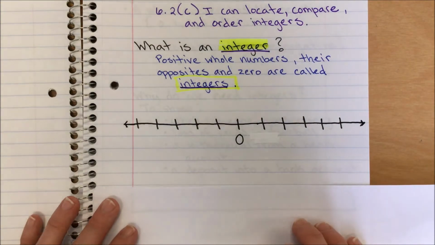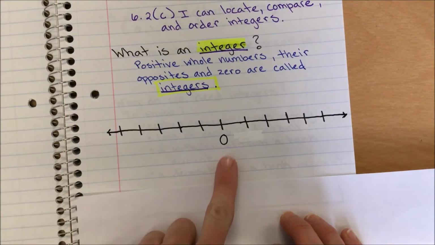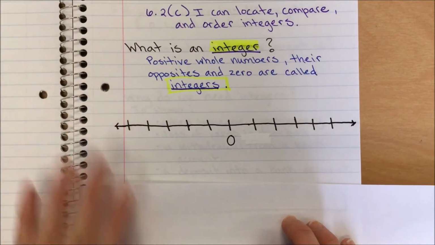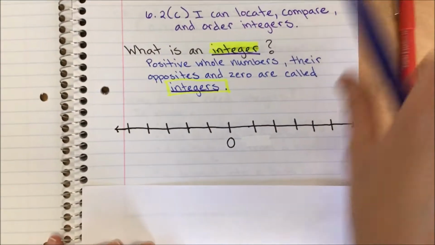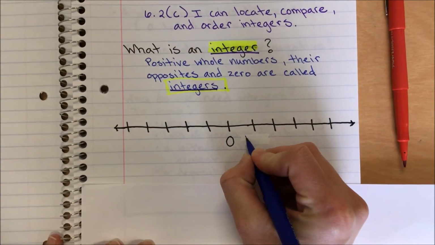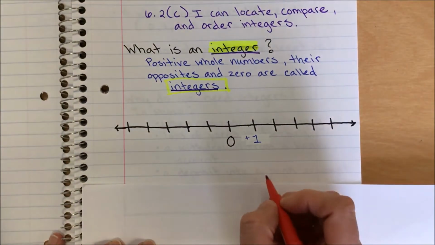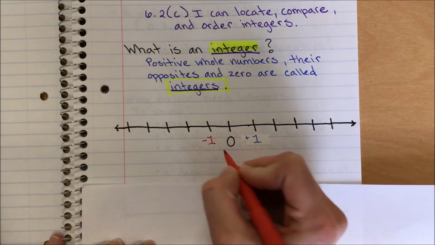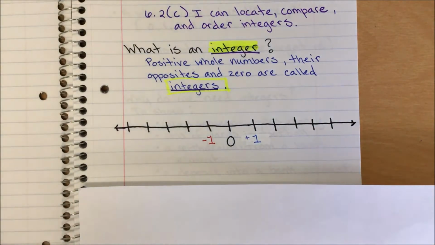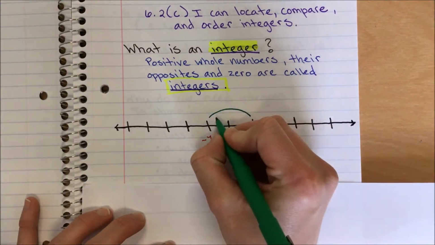So go ahead and draw your number line. Well, where do we always start on a number line? We always start at 0. Okay. My first number is positive 1. The opposite of positive 1 is negative 1. Okay, these two numbers are opposites.